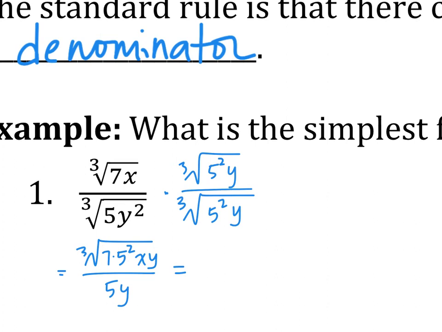Yes? We need 3 of a kind. So the index is 3. We need 3 of the same for it to come out. You're trying to get rid of the cube root. The cube root tells you that you need 3 of the same thing for it to come out of the cube root. So I need 3 5s.